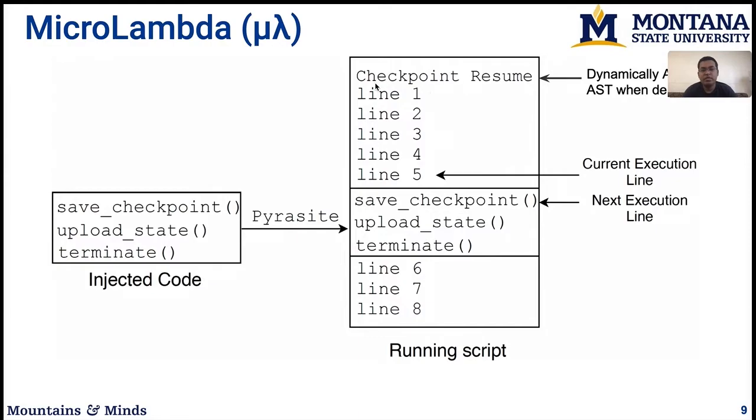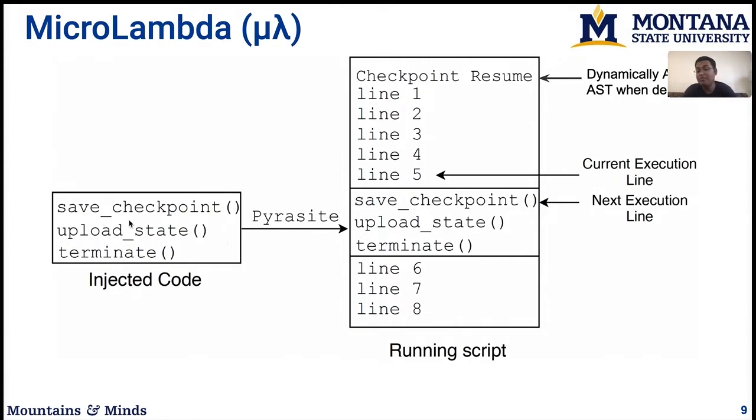When we run the program, the checkpoint resume runs first and checks whether there is any previous state available. Initially we don't have any previous state, so it runs from line 1 and so on. For example, after line 5, our R limit is reached. The R limit is a variable here.